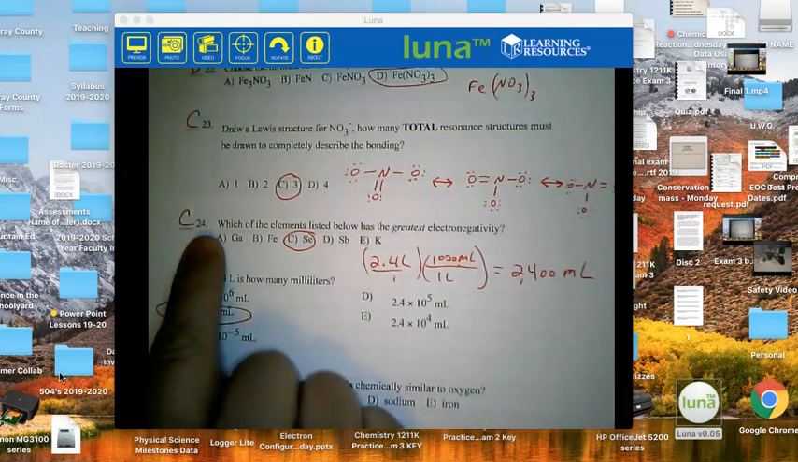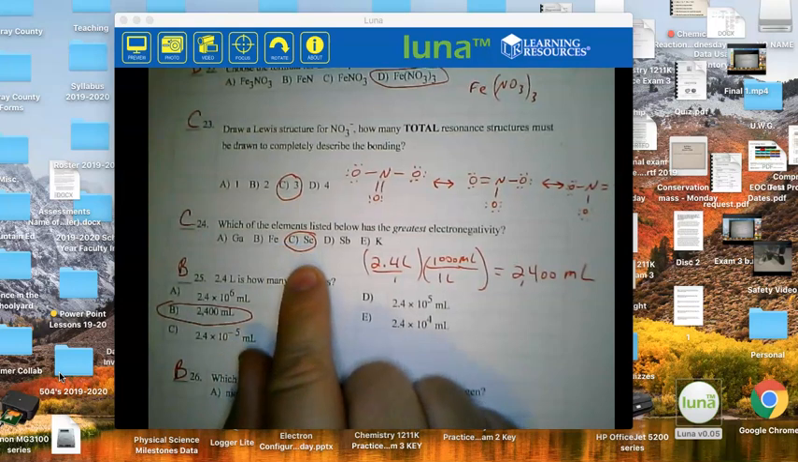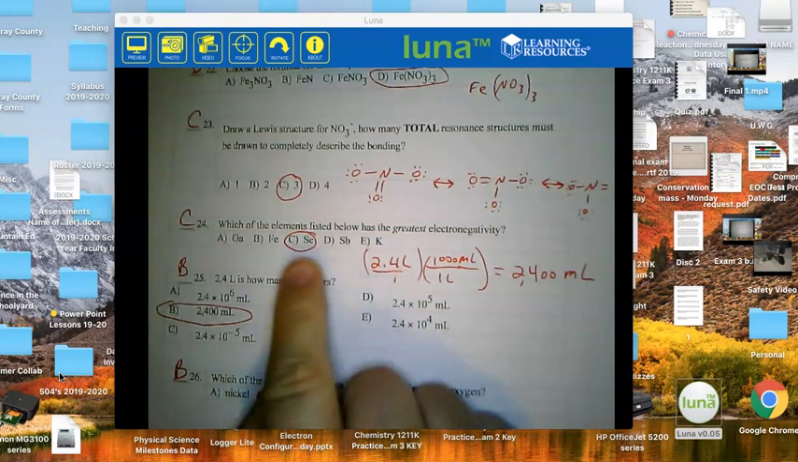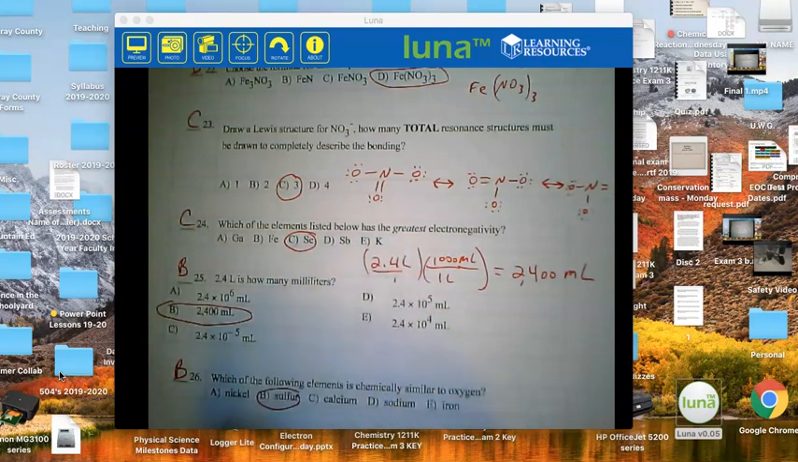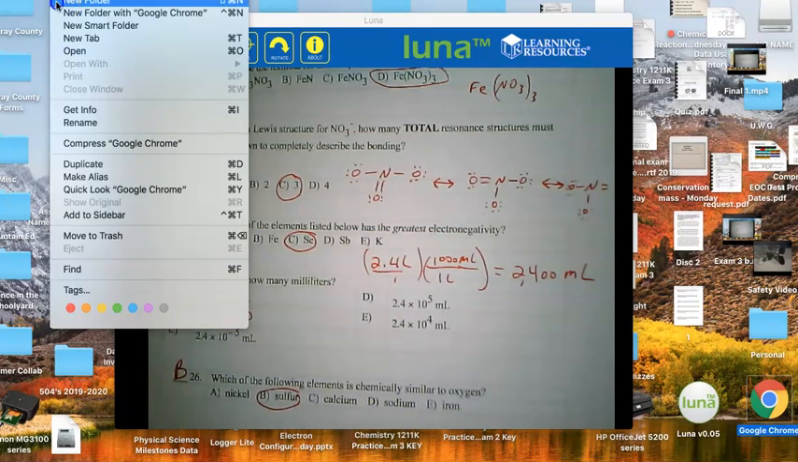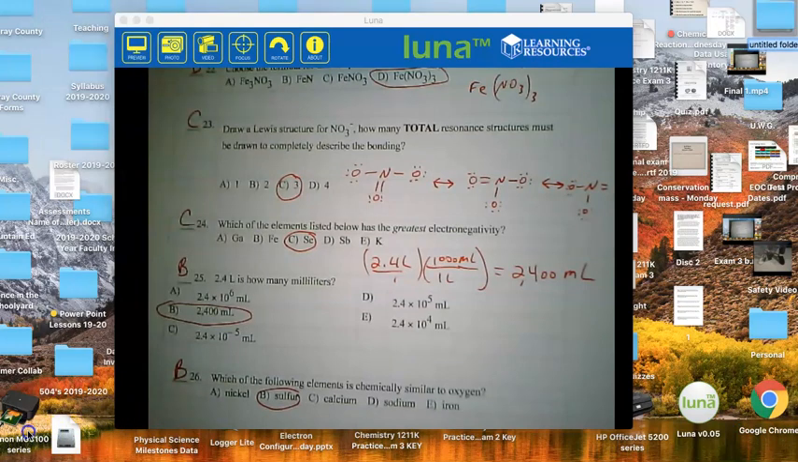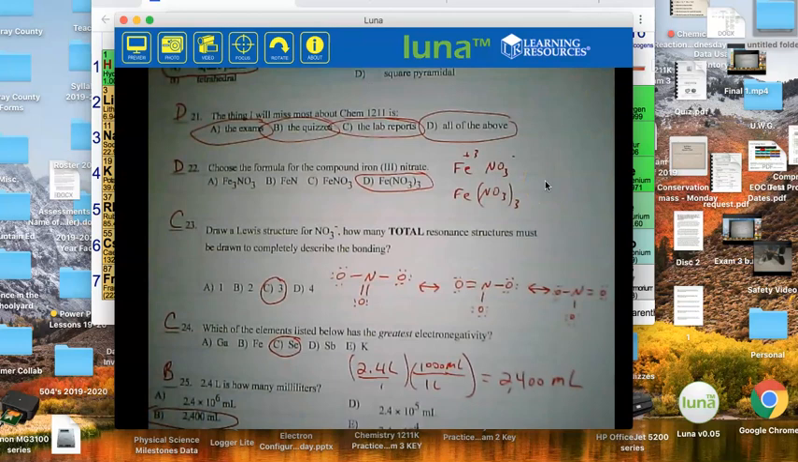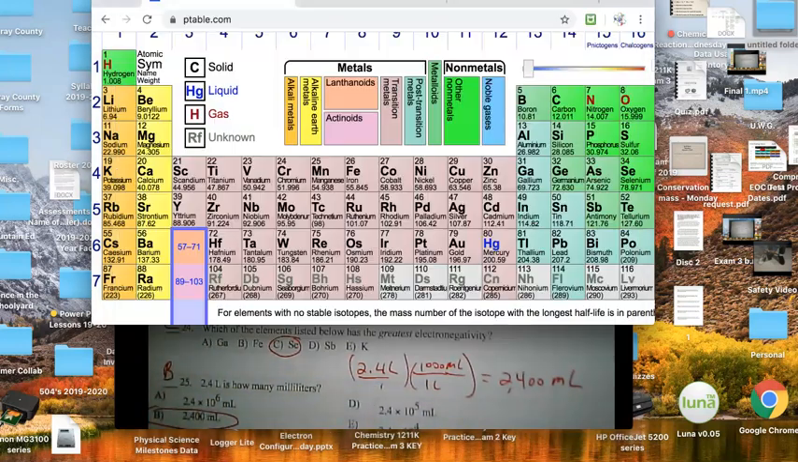All right, number 24, which of the elements listed below has the greatest electronegativity? Okay, so if we look at the elements given there, I'm going to have my periodic table up earlier. Okay, so we're comparing these different elements here, which has the greatest electronegativity.